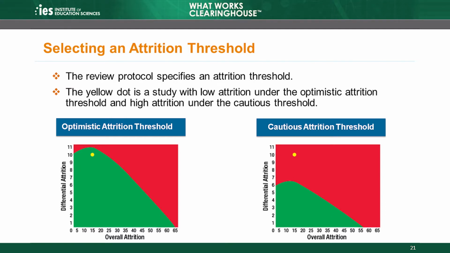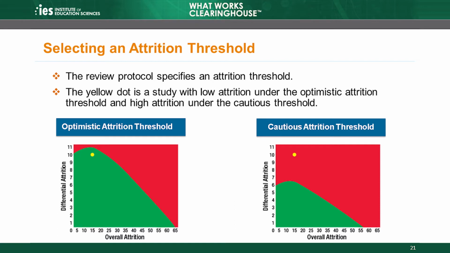The vertical axis in each graph represents differential attrition, and the horizontal axis represents overall attrition. The only difference is where the WWC draws the line between high and low attrition. Green means low attrition, and red means high attrition. The yellow dot represents a study with 15% overall attrition and 10 percentage point differential attrition. If the WWC reviews the study under the optimistic threshold, the study will have low attrition because it falls within the green area of the model.